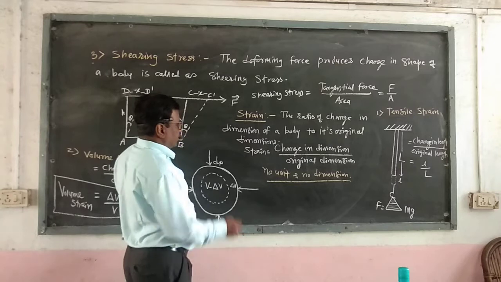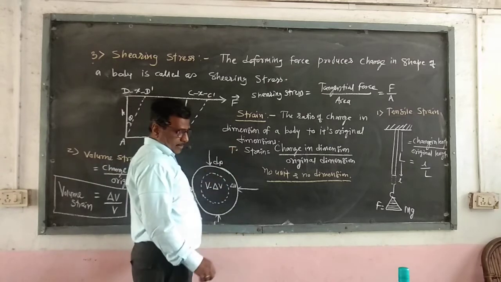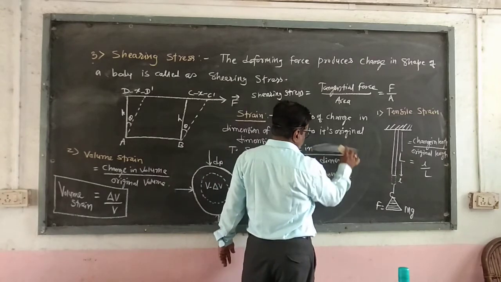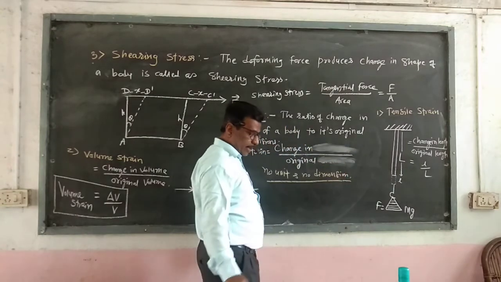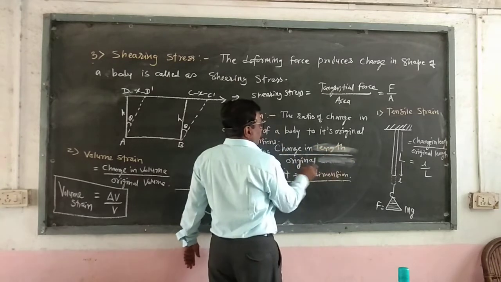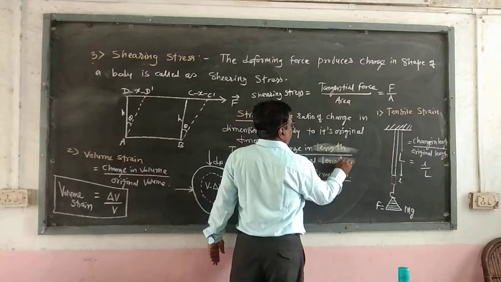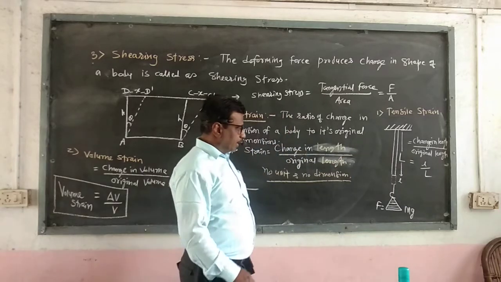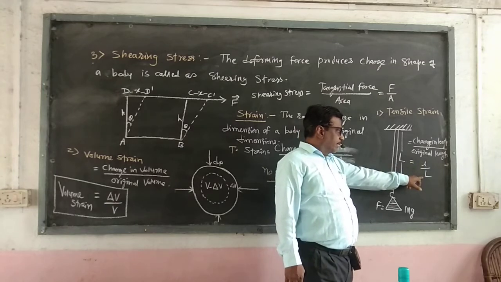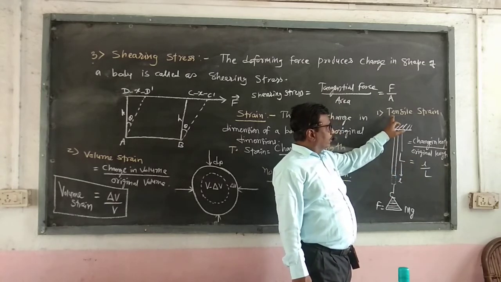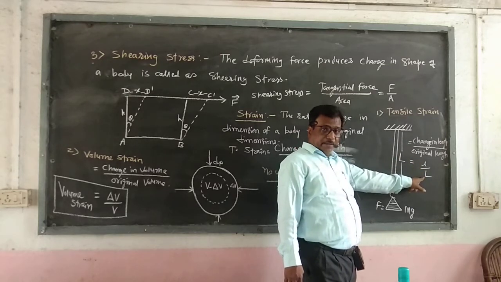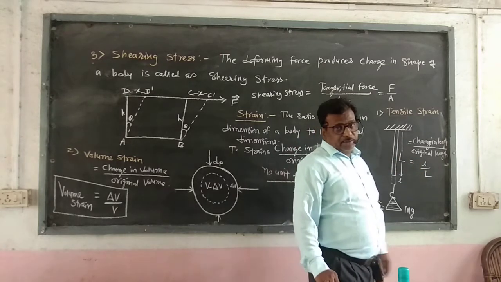The definition of tensile strain is the ratio of change in dimension. So instead of dimension, we write here change in length, divided by original length. In the figure, the change in length is small l and the original length is capital L. So we get the formula for tensile strain is equal to small l divided by capital L. Now we see another type.